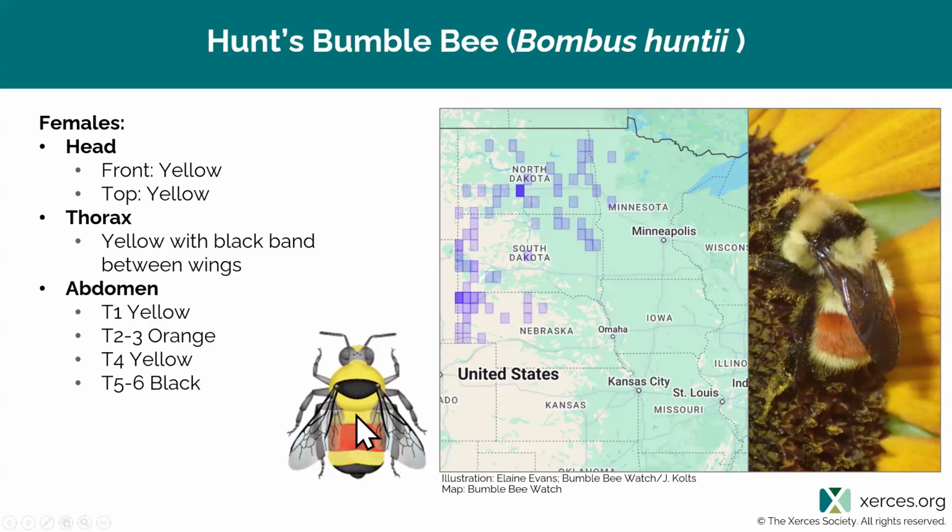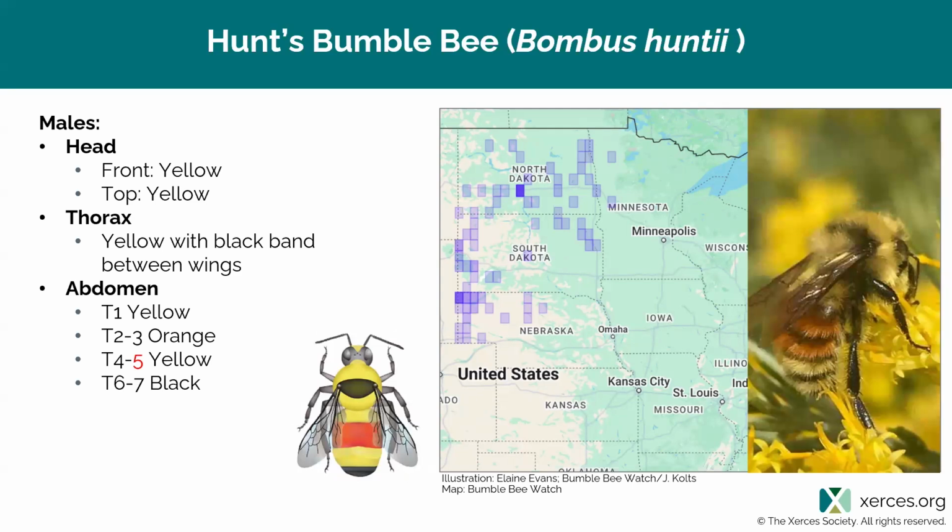The abdomen of this bee has yellow on T1, T2 through 3 orange, T4 black, or T4 yellow, and then T5 through 6 is black. The thorax is yellow with a black band between the wings. So this is really more of a band as opposed to an umbrella or a thumbtack shape. And then notably, the hairs on the front of the face and on the top of the head are yellow for females.